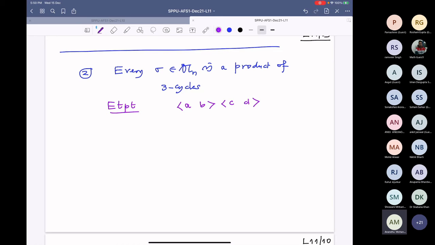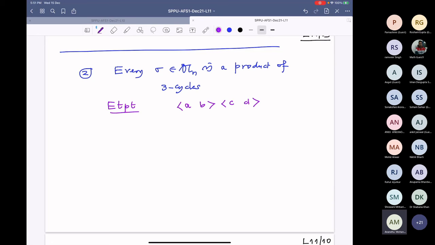So along with this, if sigma is not identity, it is a product of 3 cycles, and if sigma is identity, it is a product of 3 cycles but an empty product. That is the standard convention one has. If you multiply so many numbers indexed by some set, and that set is empty, then what is that product? That should be 1.